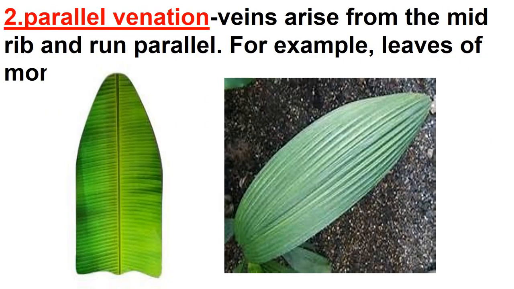Now next type of venation is parallel venation, and in case of parallel venation, veins arise from the midrib and run parallel. See here, this is the midrib, and the veins arising here from the midrib are parallel. These are running parallel. Here also, in this leaf, this is the midrib, and all these veins are parallel. These can be parallel like this vertically or like this horizontally, right? So this type of venation is called parallel venation, and it is found in the leaves of monocots.